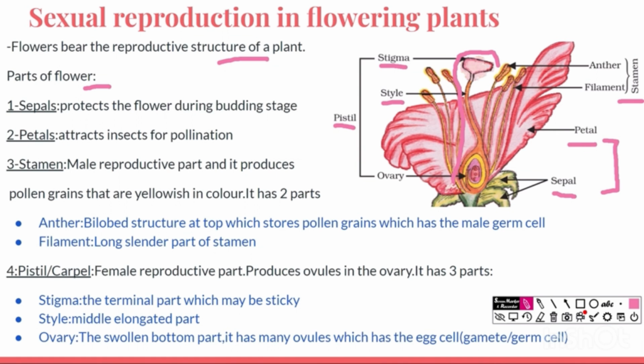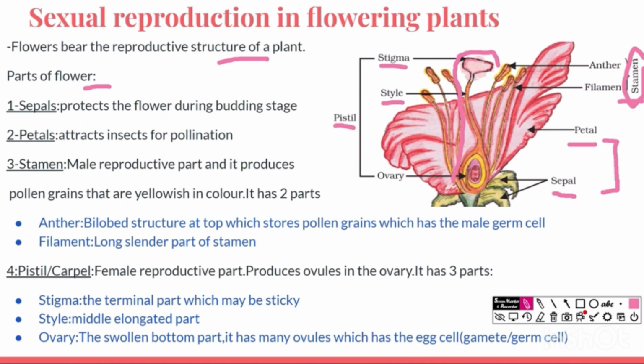And in this ovary there are many ovules. You can see small structures inside the ovary. These are ovules. Inside the ovules there are the egg cells or gametes which will fuse to form a zygote. So these are the three parts of the female reproductive part of a flower, the pistil or the carpel. Then we have the male reproductive part, which is the stamen.